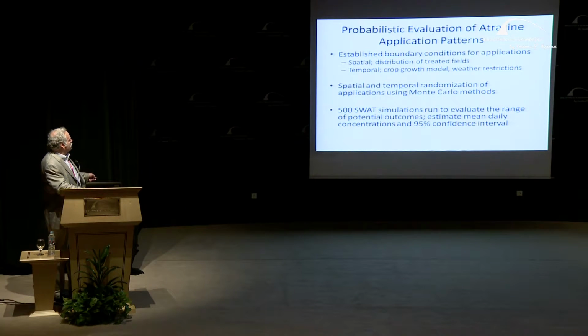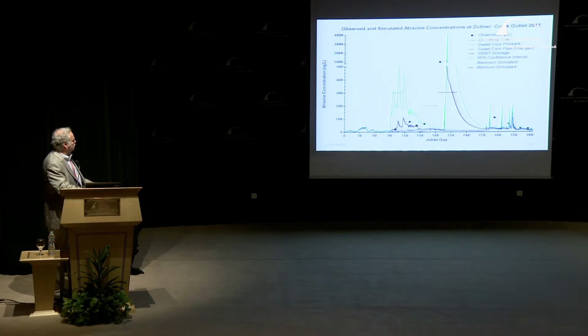And so we use a probabilistic evaluation of application patterns. We established boundary conditions for the applications. We use spatial and temporal randomization using Monte Carlo methods. We did 500 simulations, and this is what we got. And so those points that I showed you before, we've now filled in on a daily basis our estimates of what we think the atrazine concentrations were based on the modeling effort.